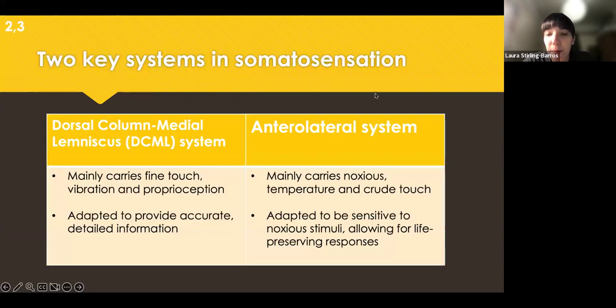Okay, so the main thing with these two systems in somatosensation, we're talking about the dorsal column and the anterolateral system. The dorsal column mainly carries fine touch, vibration, and proprioception, as we were talking about, to provide accurate and detailed information, whereas the anterolateral system is mainly about noxious temperature and crude touch. So it's adapted to be sensitive to noxious stimulus, but not super detailed.